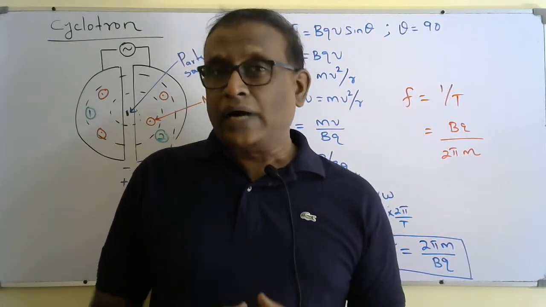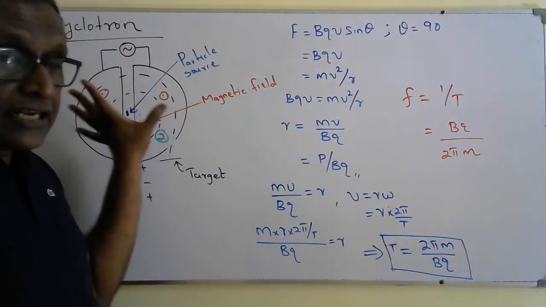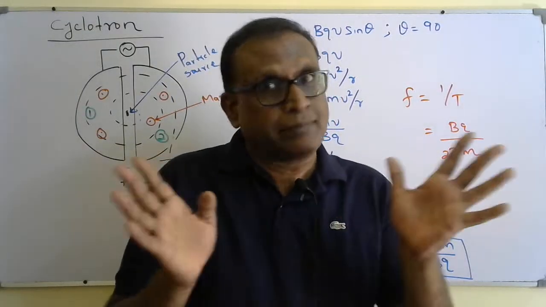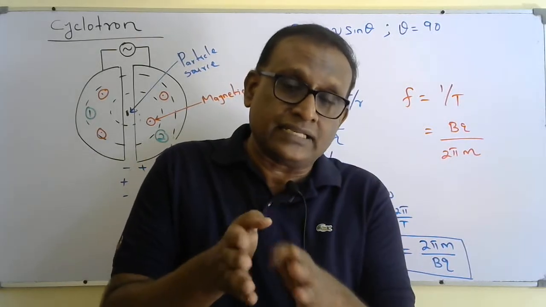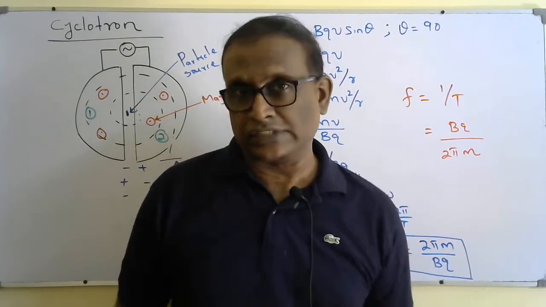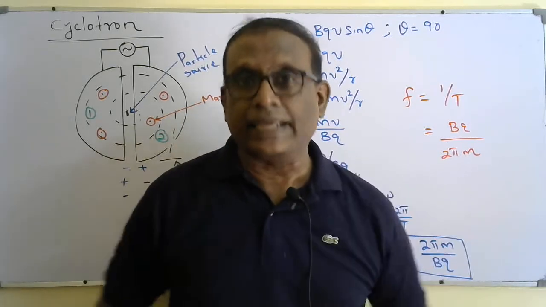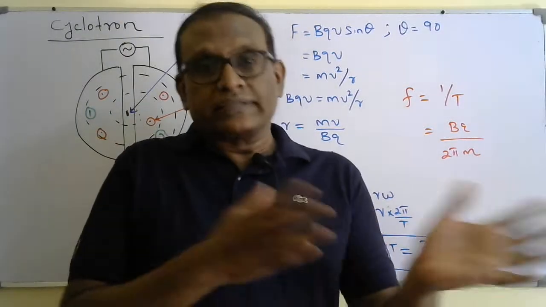When the mass of the particle increases, what's going to happen? In this cyclotron, the period of the AC signal is kept constant. How is it kept constant? It's kept such that the period of the AC signal is the same as the period of the circular motion. That's the way the time period is maintained. So initially both time periods tally.